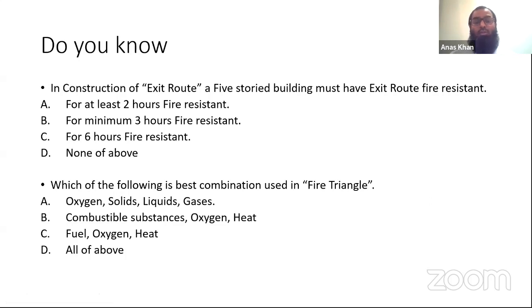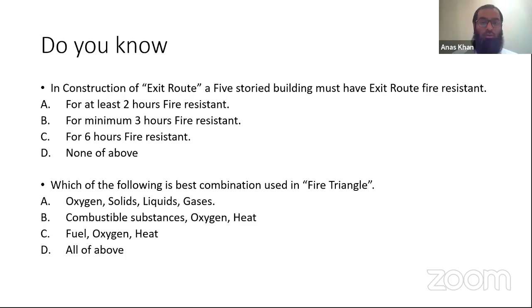No. Very good. Now check your knowledge. In construction of an exit route, a 5-story building must have fire resistant capability of how many hours? 2 hours. Two hours. So which answer is correct? A, B, C, D? B.